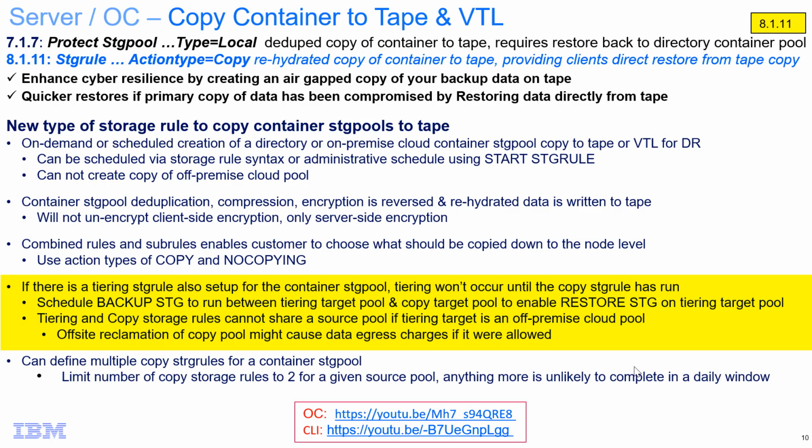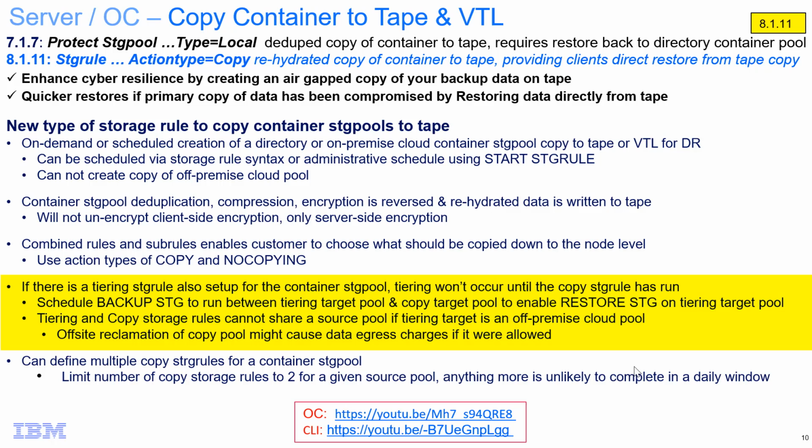Now, if you also have a tiering rule in place for that container storage pool, that tiering rule won't occur until the copy storage pool has run. So these two work in conjunction. When you're scheduling, you want to schedule your backup storage pool to run in between your tiering to your target pool and your copy target pool. And that will then enable the restore storage pool on the tiering target pool to work okay. So tiering and copy storage rules cannot share a source pool if the tiering target is going to be an off-premise cloud pool, because off-site reclamation of copy pools might cause a data egress if that were allowed.